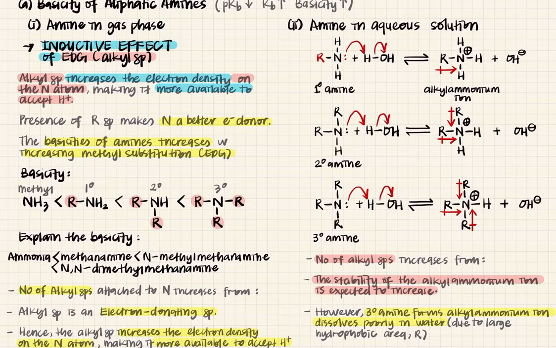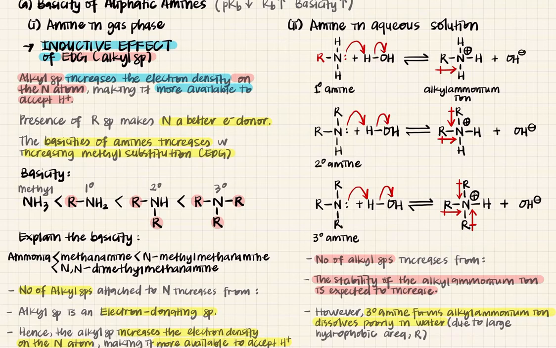Okay, so since this primary amine has one alkyl group, this alkyl group will push its electron density, increase the electron density on nitrogen. So that will stabilize your alkyl ammonium ion. Okay, so kalau dia stable, then that means that it is basic lah.